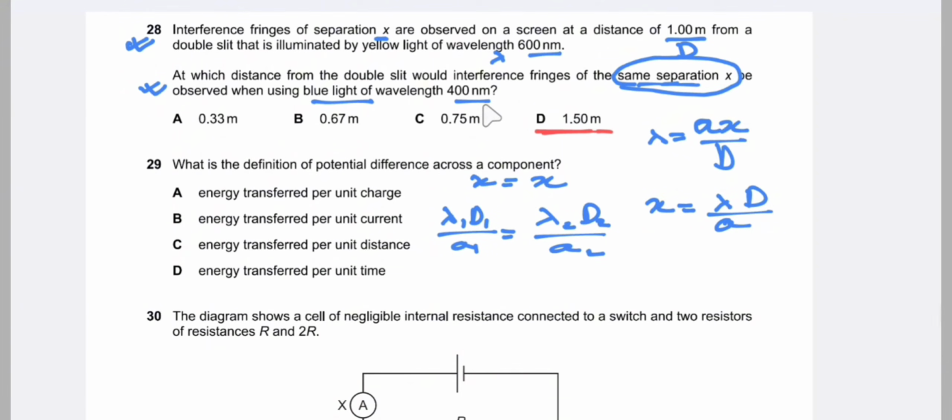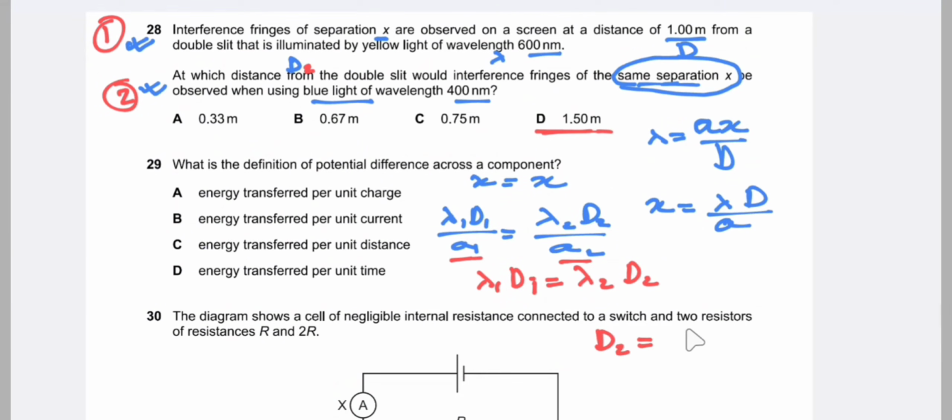Now we are given the values of lambda, and we need to find the distance d. What is the value of a? The question does not refer to the value of a, which means the value of a is the same. So lambda 1 d1 is equal to lambda 2 d2. By using this formula, we need to find the value of d2, that is for the second condition. This is the first condition, this is the second condition. So d2 is equal to lambda 1 d1 by lambda 2.